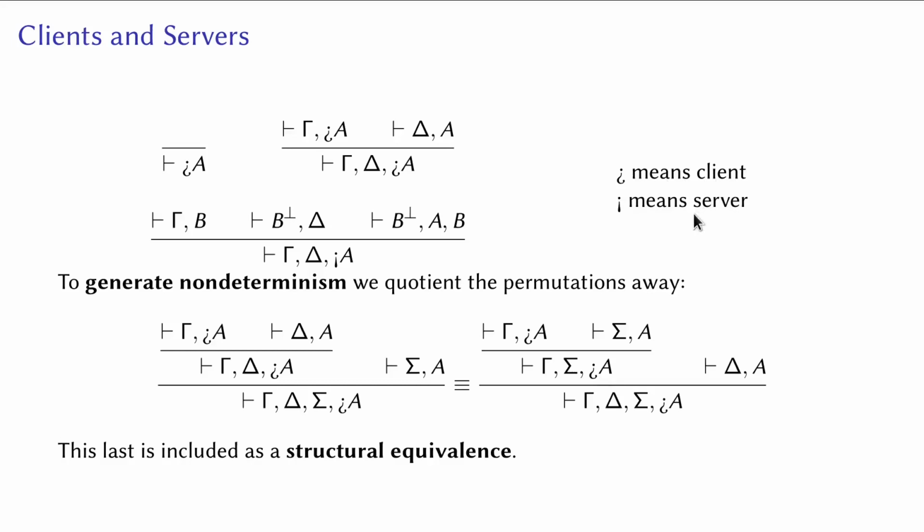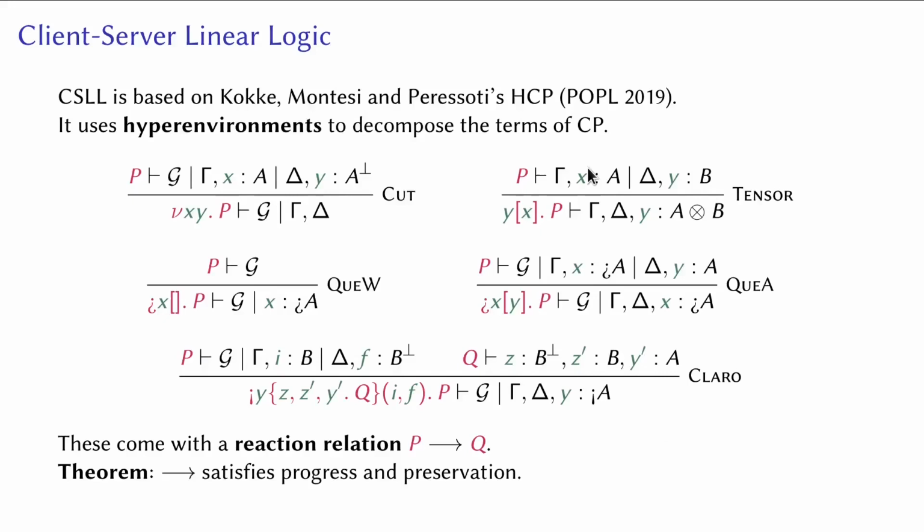We derive some rules from the fixed point to make it more usable. And to introduce non-determinism, we quotient some permutations such that the order in which clients are added to the pools does not matter. Finally, here is our system, client-server linear logic. It's based on this Poplmark 2019 paper and uses hyperenvironments to decompose terms of classical processes. Tensor and cut rule are copied from that paper. The K weakening, the K absorption, and the clutter rule are essentially identical to the three rules in the previous slides, but with term assignment. Our system comes with a reaction relation that satisfies progress and preservation.